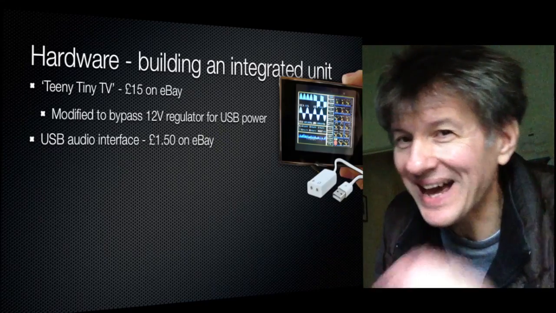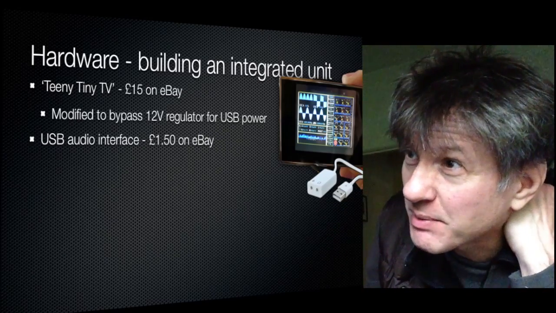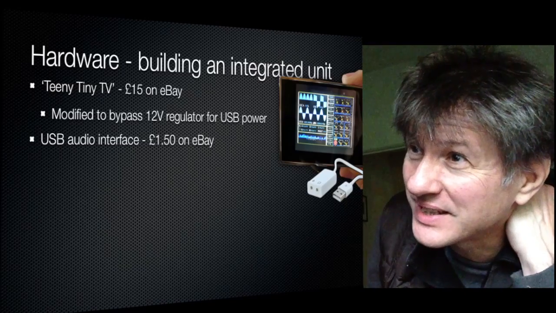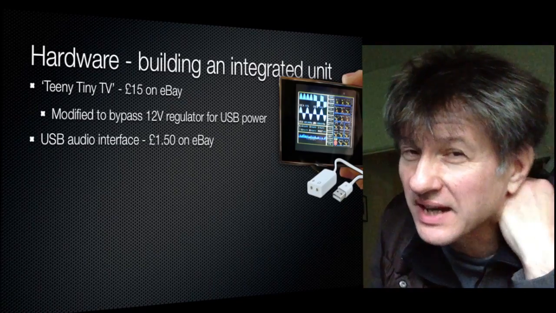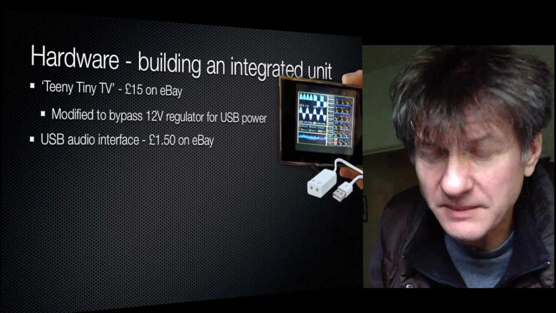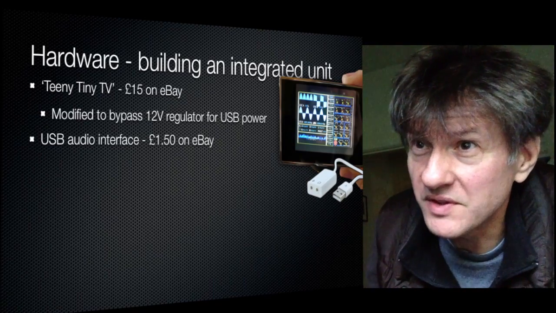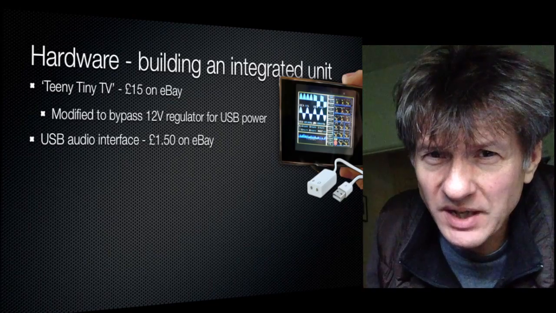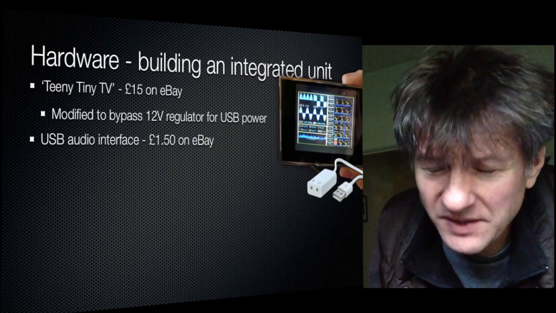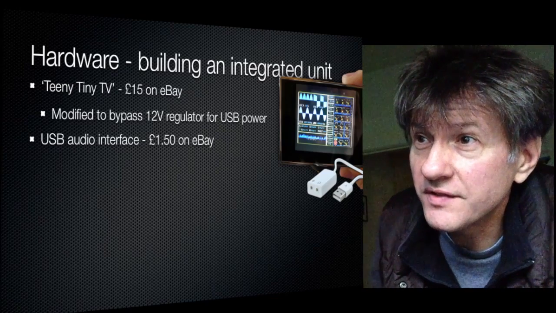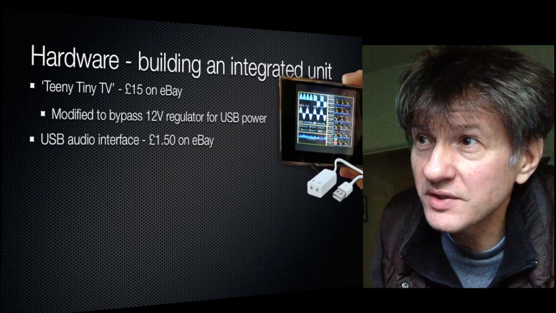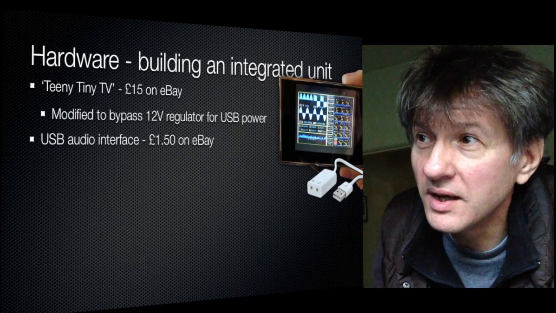USB audio interface. The analog audio output on the Raspberry Pi is absolutely horrible. It's only 12 effective bits, pulse width modulated. There isn't a real DAC, so you don't want to be using that. The only other audio output device on the unit is via the HDMI, so you don't really want to have an HDMI TV with you if you're trying to play a synth on stage. So for £1.50 on eBay, USB audio interface, and we can rock.